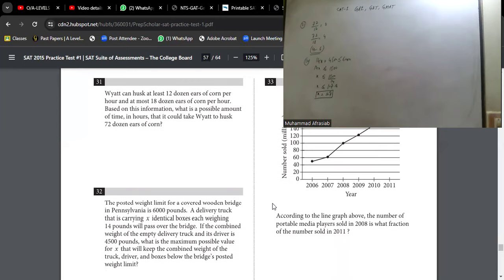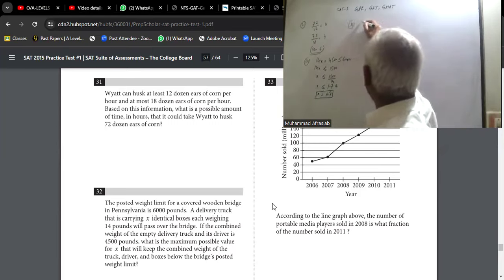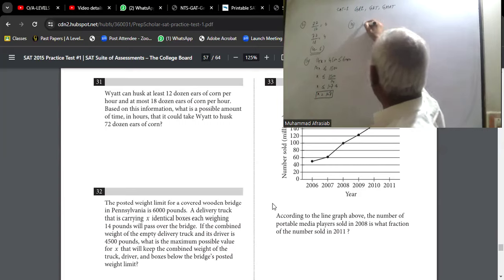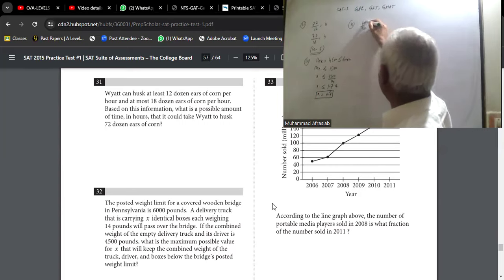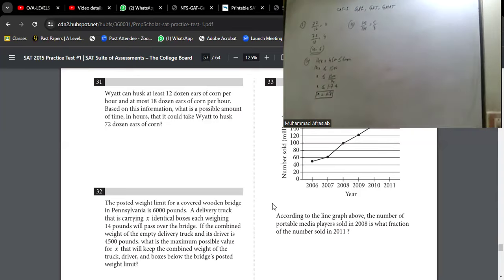So you have to show the ratio between 2008 and 2011. From this graph, we can see that in 2008, the value is 100, and the value in 2011 is 160. So the simplest ratio is 100 over 160, and that is equal to 5 over 8, which is the answer to this question.